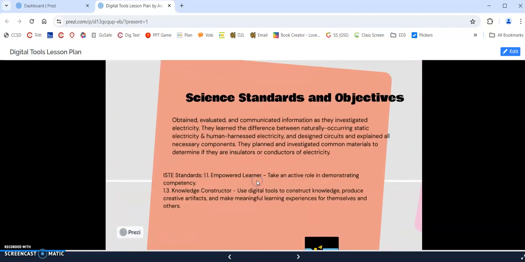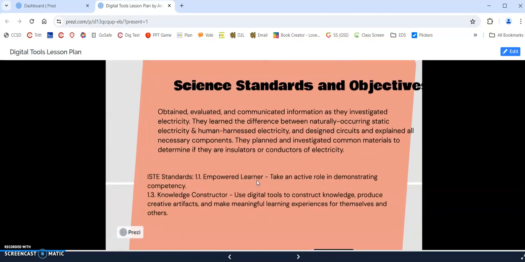The standards and objectives that go along with this week-long lesson were related to electricity and magnetism. Students obtained, evaluated, and communicated information as they investigated electricity. They learned the difference between naturally occurring static electricity and human harnessed electricity. They designed circuits, explained the components of the circuit, and planned and investigated experiments that tested common materials as insulators and conductors of electricity.